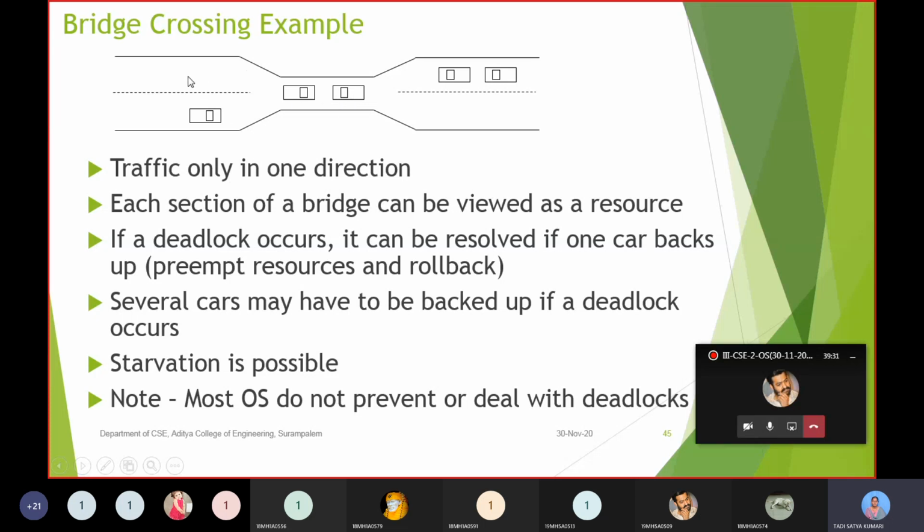Generally, starvation we already discussed in scheduling algorithms. In the priority scheduling algorithm, a low priority process will not get a chance to execute because every time a higher priority process comes and acquires the CPU, it preempts the low priority process. So the same problem we are getting here during the deadlock.